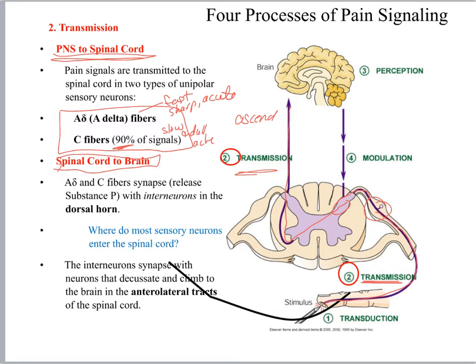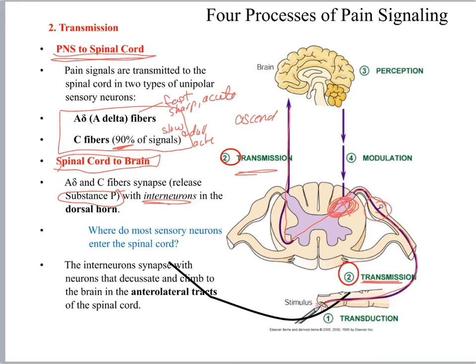And what we're going to be dealing with there is the release of substance P at the interneurons. So remember, this is where you're going to find those interneurons. Actually, over here in the dorsal horn is where they're going to synapse. I put the X in the wrong spot.